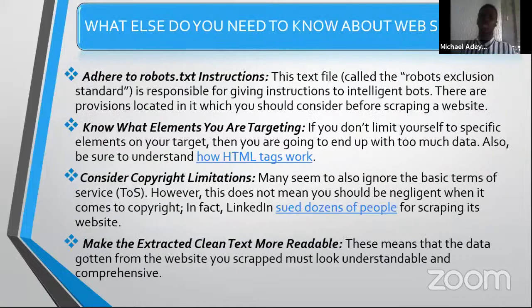So what else do you need to know about web scraping? One, you need to adhere to robots.txt instructions. This text file called the robots exclusion standard is responsible for giving instructions to intelligent bots. There are provisions located in it which you should consider before scraping a website. Two, you should know what elements you are targeting. If you don't limit yourself to specific target elements, then you are going to end up with too much data. Also, be sure to understand how HTML tags work.